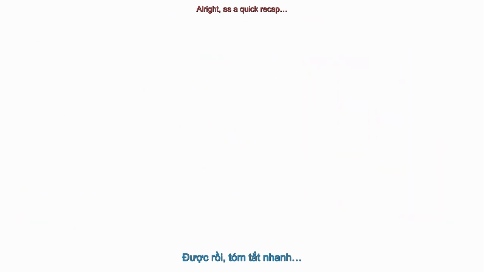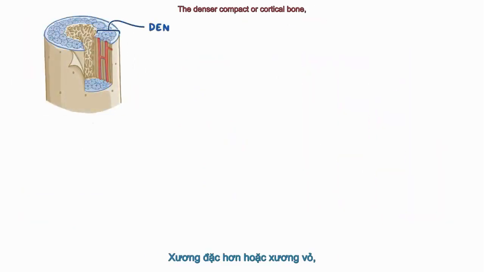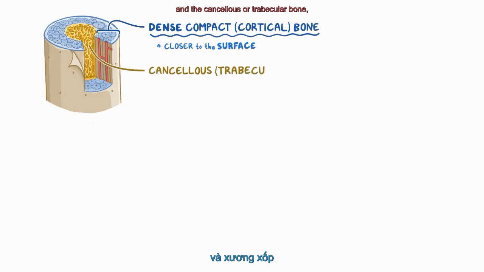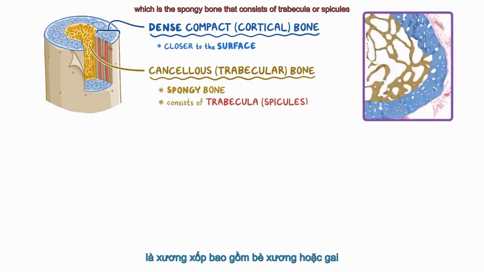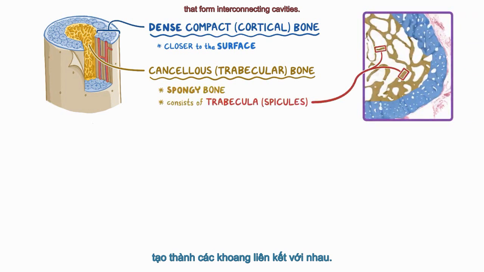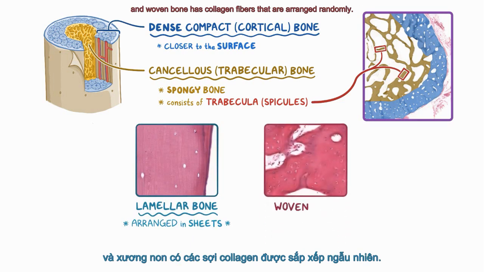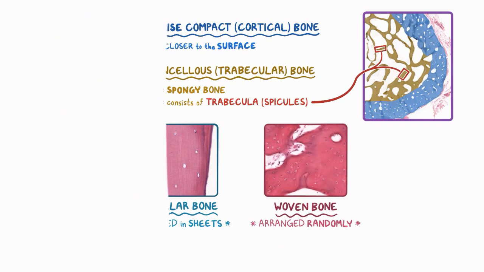Alright, as a quick recap, morphologically, bones have two main types: the denser, compact, or cortical bone, which is found closer to the surface, and the cancellous, or trabecular bone, which is the spongy bone that consists of trabecula, or spicules, that form interconnecting cavities. Microscopically, the lamellar bone is arranged in sheets of collagen matrix, and woven bone has collagen fibers that are arranged randomly.